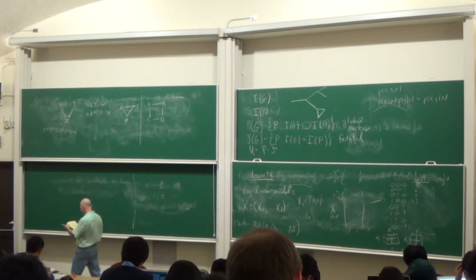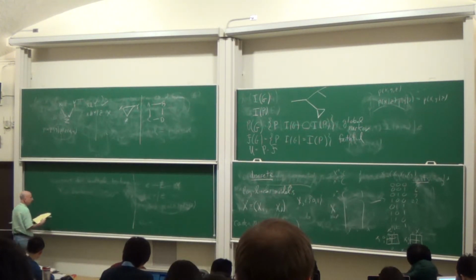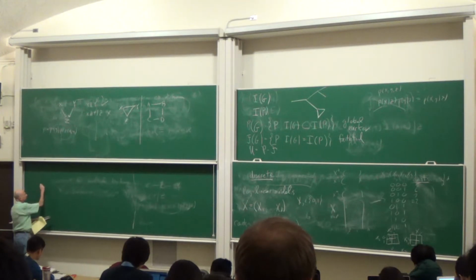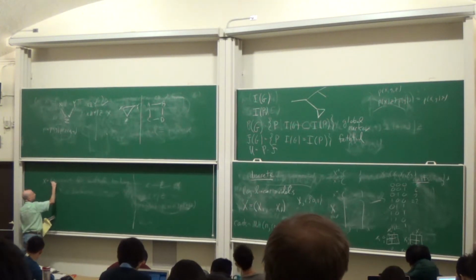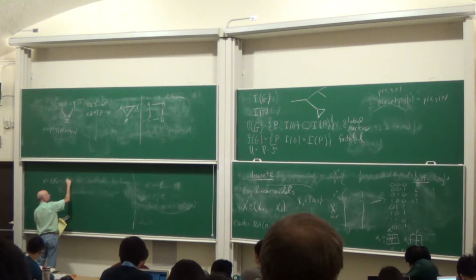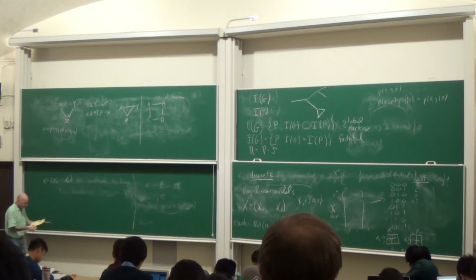All right, so technically, let me write down the technical definition of a log linear model. So we're going to have, again, a vector, x1 to xd. Everything is binary. And there's a probability.